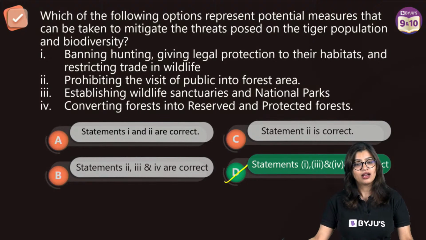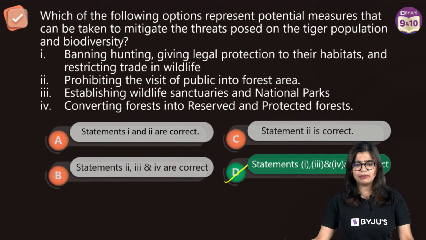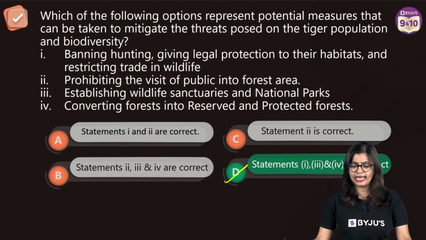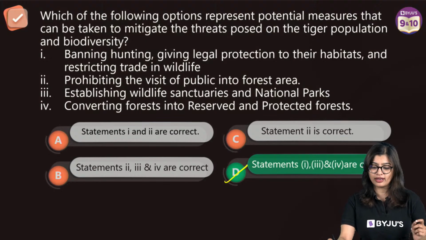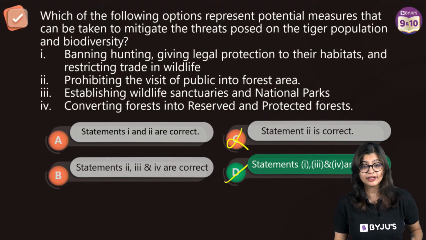Are you all clear? Okay. Now many of you ask, ma'am, B and D options are equal. No, it's saying you need to figure out what are the correct statements. So this is not something you will consider.